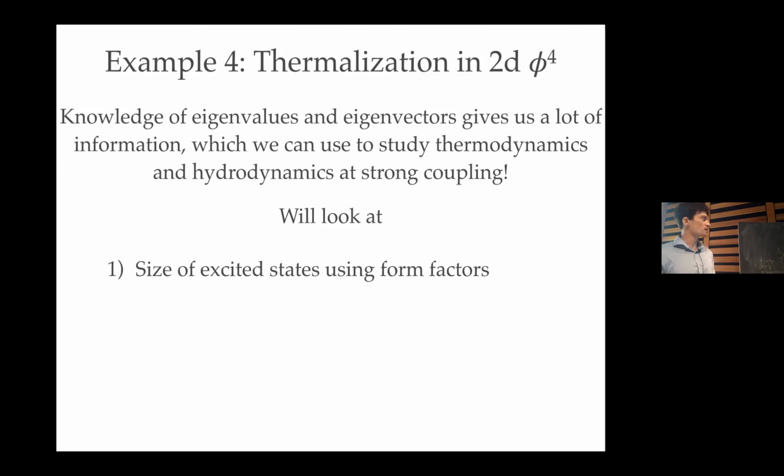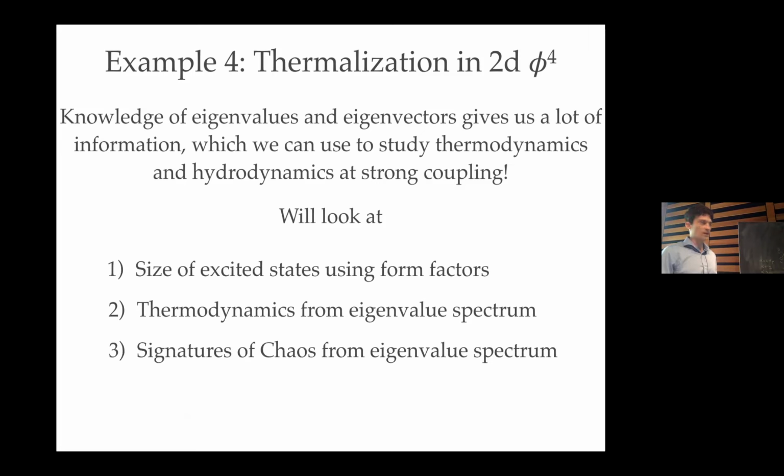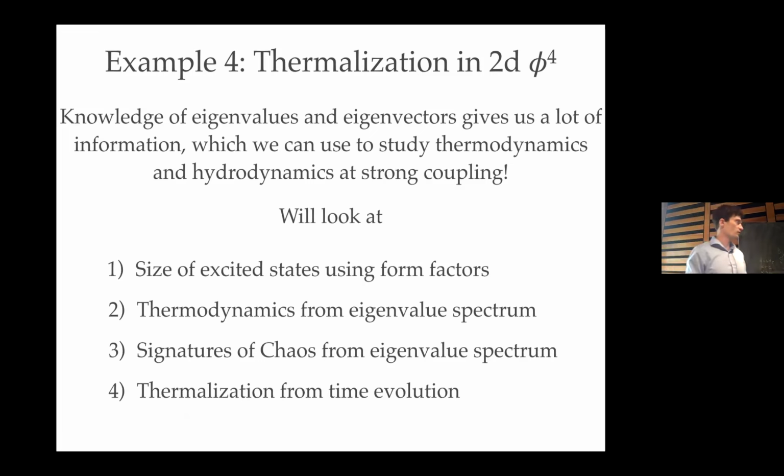So the first thing we'll do is look at the structure of the excited states using form factors. Then we're going to do thermodynamics using the eigenvalue spectrum, in the way that we were taught to do thermodynamics in college. Then from the eigenvalue spectrum, we can also see some signatures of the chaotic behavior of the theory. And then finally, I'll look a little bit at thermalization from time evolution of the system. Okay, so this is where we're going.